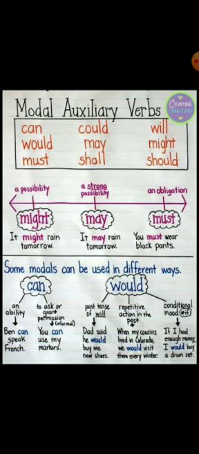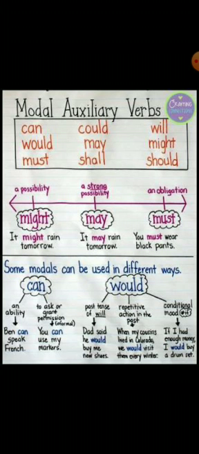Now might. Might is the past form of may. It is used to indicate the possibility which is least possible to happen, meaning less chances to happen.